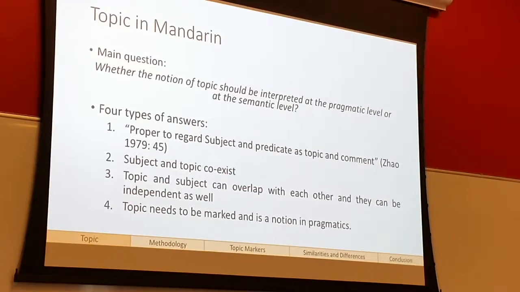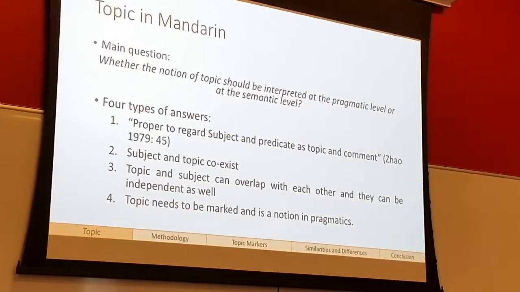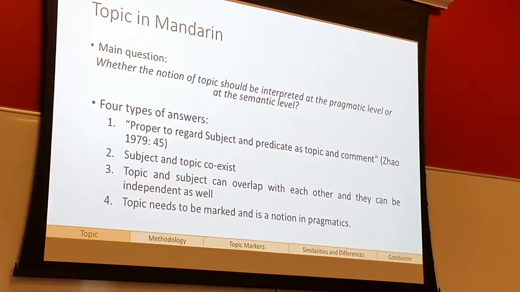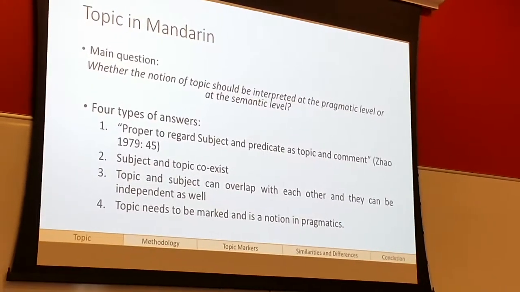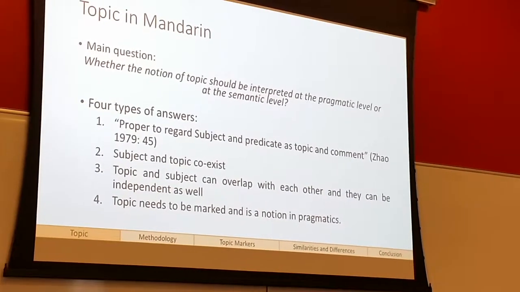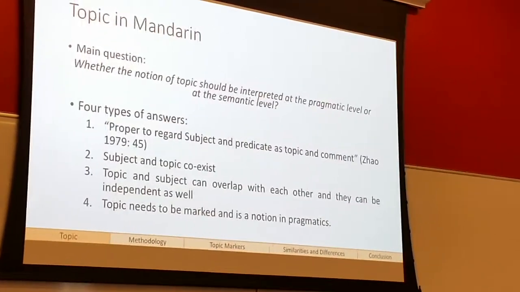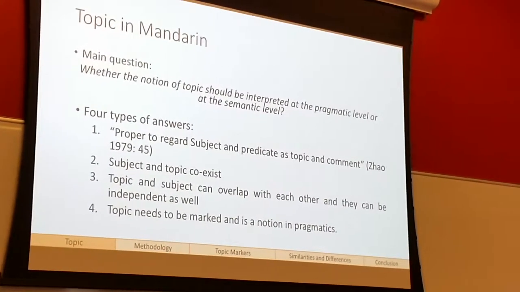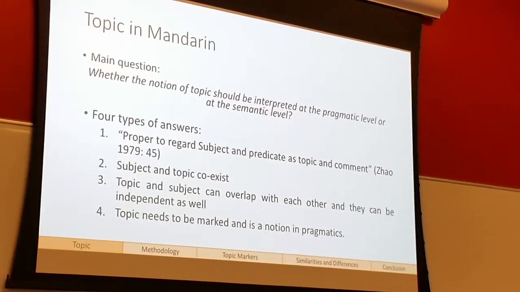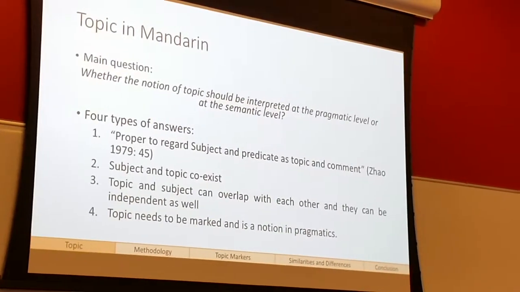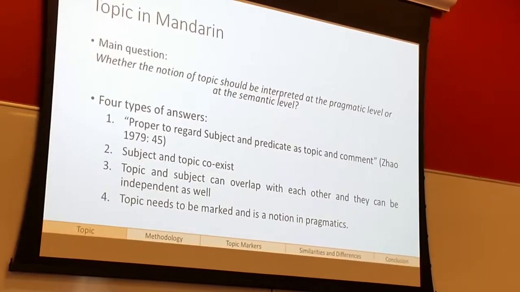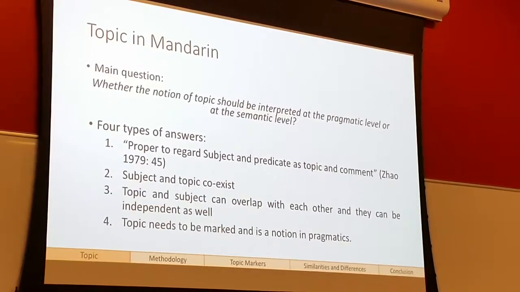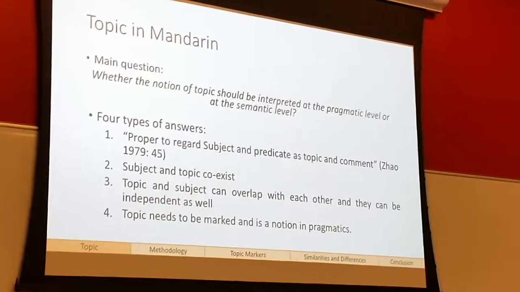So the second type of answer says that subject and topic do not coexist, and the representative person is Lu Jianming. Different from the first type, the subject and topic can maybe not really coincide with each other. So there are quite different notions between them. In the third one, topic and subject can overlap with each other and they can be independent as well. This is a view from Li and Thompson, which is also the one I'm using in my dissertation in this project. So I'm definitely with the third type of people.